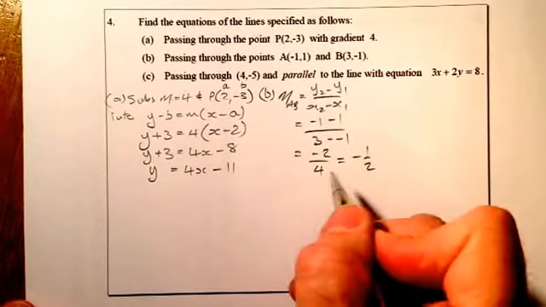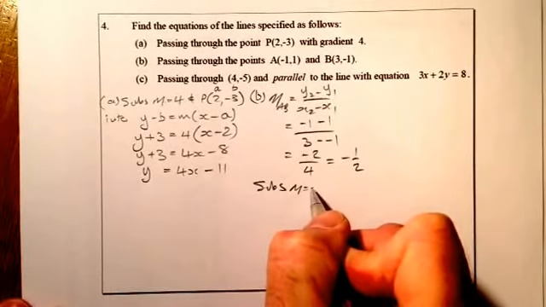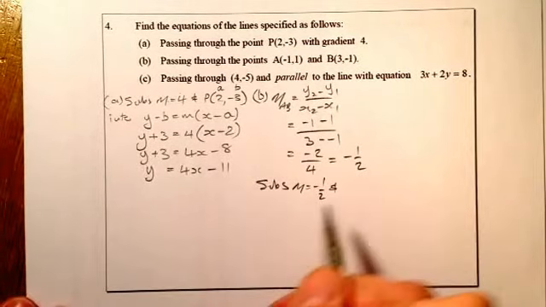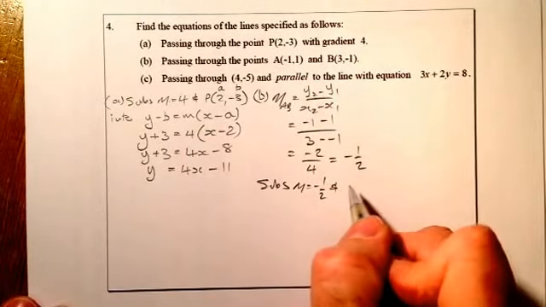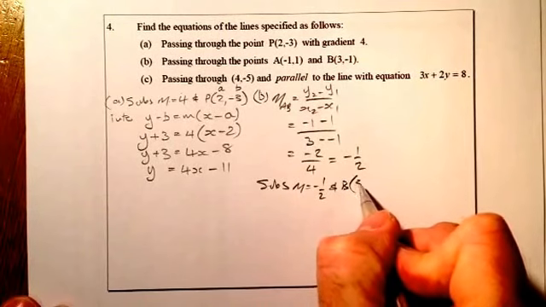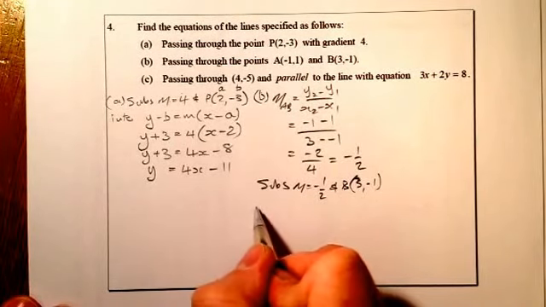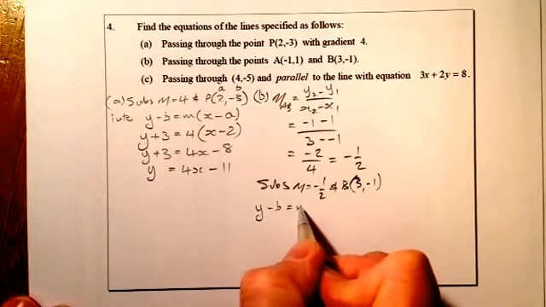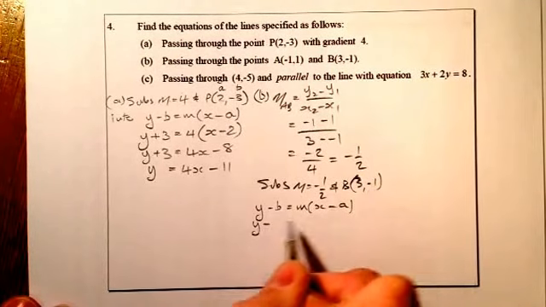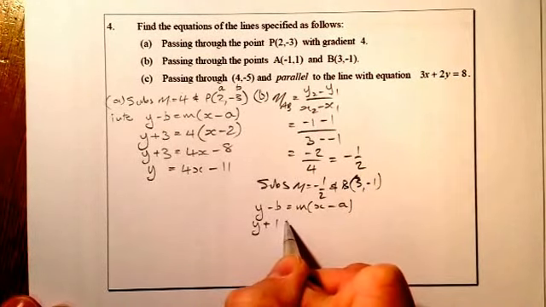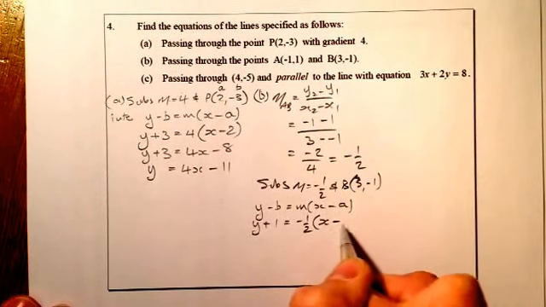Right, so what I'll then do is I'll substitute. I'm going to substitute gradient of minus a half, and I can pick any of these 2 points here. Okay, so I'm just going to pick the point B. I'm going to go for that one. Okay, doesn't matter which point you substitute in, we should get the same answer coming out from here. Right, we're going to substitute it into y minus b equals m(x minus a). So y minus, and it's minus 1, so I'm going to make that plus 1 there. I've got minus a half, x minus 3.